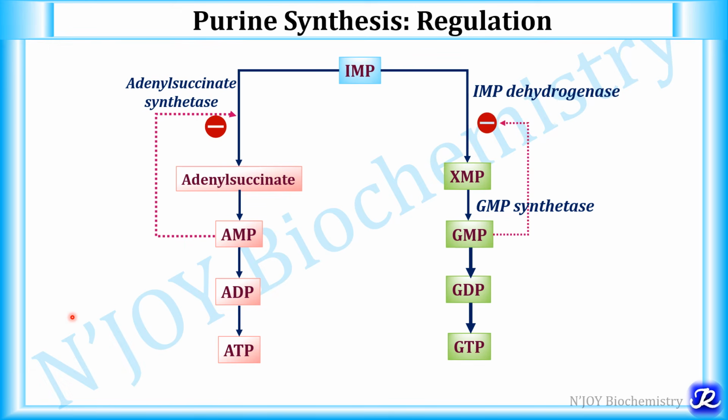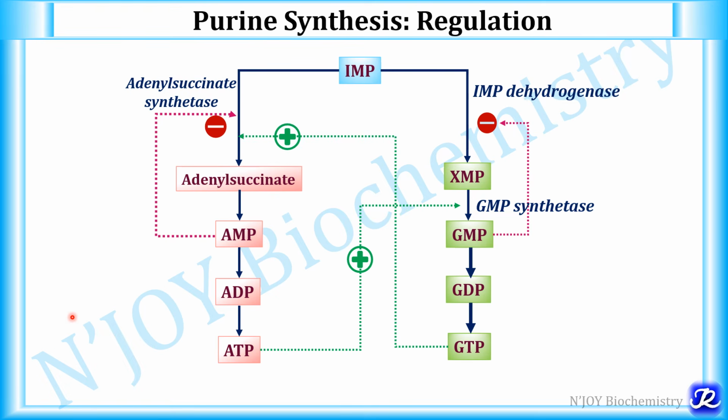GMP is an inhibitor of IMP dehydrogenase. So if there is an ample amount of GMP, it will inhibit this enzyme IMP dehydrogenase. ATP is the activator of GMP synthetase, and GTP is the activator of adenylosuccinate synthetase. So this is how purine biosynthesis is regulated.